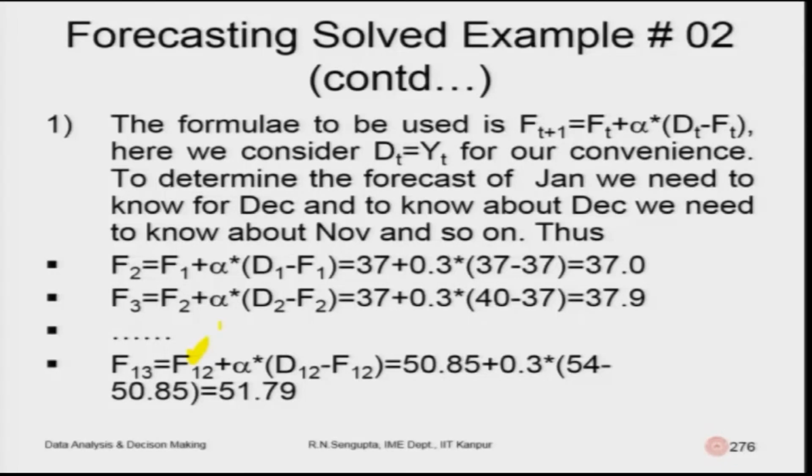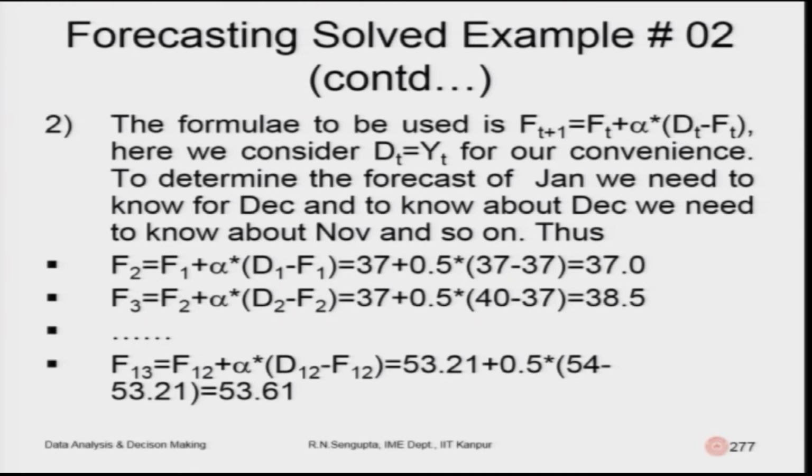plus the alpha value, which is 30%, into the difference between the demand and the forecast for the 12th period, and that value comes out to be 51.79. Now, remember one thing: whenever you are calculating the forecasted value, the alpha value always remains the same; it is not dependent on time. We are going to change that later.